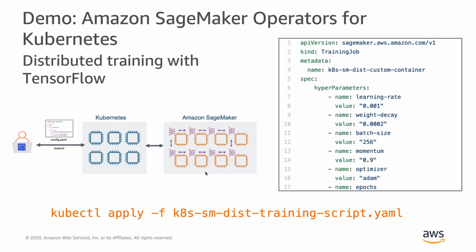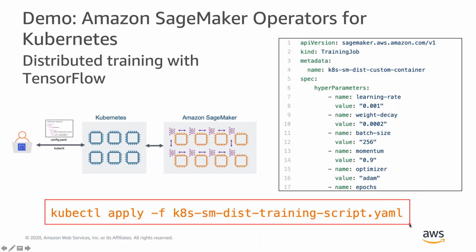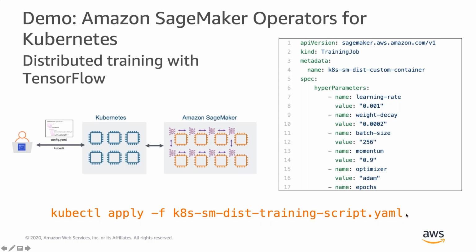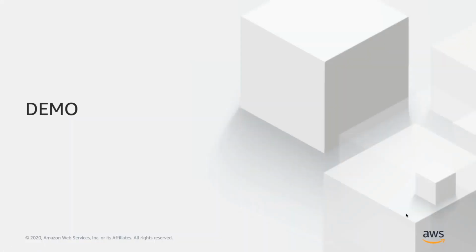You can also leverage things like managed spot instances, spot training, so you can save a lot of money as you run training on Amazon SageMaker. Submitting a job is how you would submit anything else to Kubernetes, using kubectl apply and specifying your YAML specification file. So let's take a look at a demo of how this works.